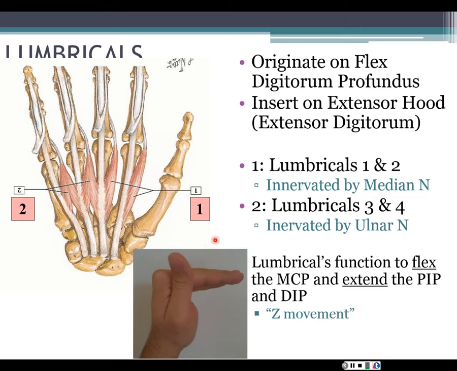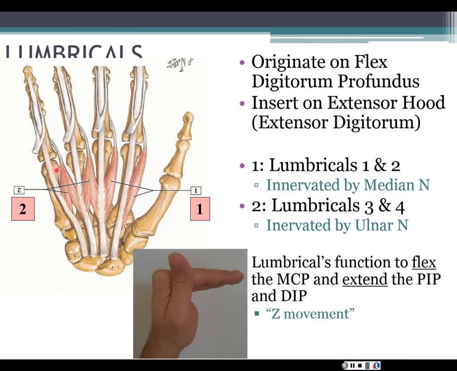So the action of these lumbricals really is what we call the Z movement, and I found this picture because when these muscles contract, they're going to cause flexion of the metacarpal phalangeal joint because they're on the palmar side. As they cross the metacarpal phalangeal joint, they're still located anterior to that joint. So it's going to help with flexion of the metacarpal phalangeal joint.